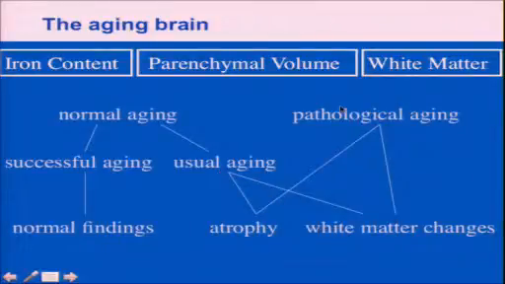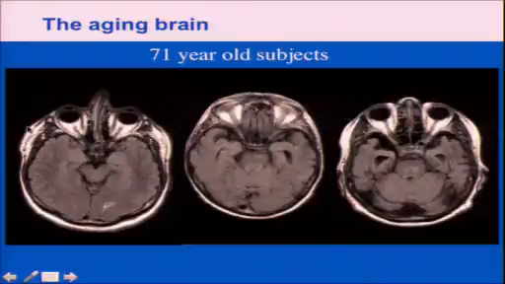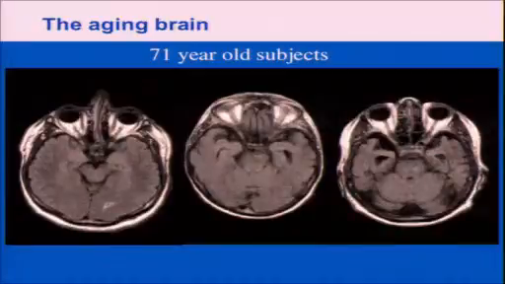And then we have, of course, pathologic aging, where we have pronounced atrophy and pronounced white matter changes and where the patient presents with clinical symptoms. And of course, you can imagine there's a large overlap in our population. And in a long-term clinical trial, which I was part of, we looked at that in a very systematic way.